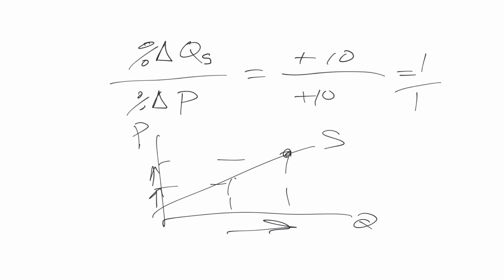So if it's less than 1, again, it's inelastic. If it's equal to 1, it's unit elastic. And if it's greater than 1, it's elastic. So it's just the same thing as price elasticity of demand, but we're looking at the quantity supplied. So we've got income elasticity, and that is percent change in quantity divided by the percent change in income.